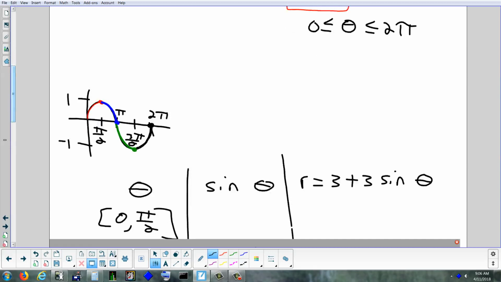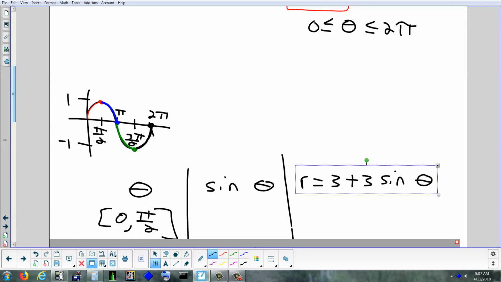Right. So let's start with the red section. What's happening from 0 to pi over 2? Okay. So this theta represents the section I'm looking at in sine. I'm going to figure out what's happening to the sine function in that section. And then once I know what's happening to sine, I can take that result, triple it, and add 3. And that'll tell me what's happening to the radius in that section. Okay, so let's start with sine.